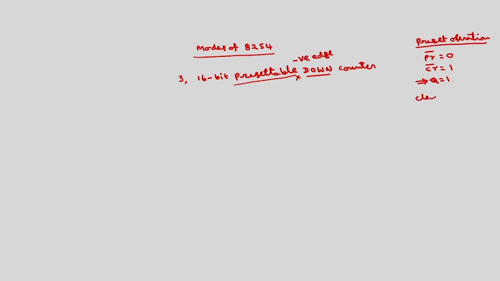For the clear operation, preset bar should be 1 and clear bar should be 0, which implies Q is equal to 0. Q equal to 1 is called the preset operation, Q equal to 0 is called the clear operation. For normal operation, we will keep both the clear and preset values as 1.